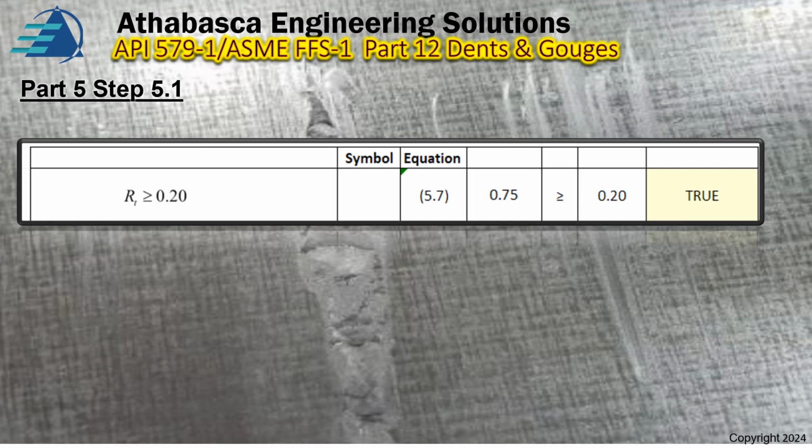Go to part 5, step 5.1, and this is where we do our screening checks to make sure that we're going the right direction with the shape of what we're doing. So we check the remaining thickness ratio. It's got to be greater than 0.2. And when we do that check, last stage we did 0.75, and it's greater than 0.2, so we can continue.